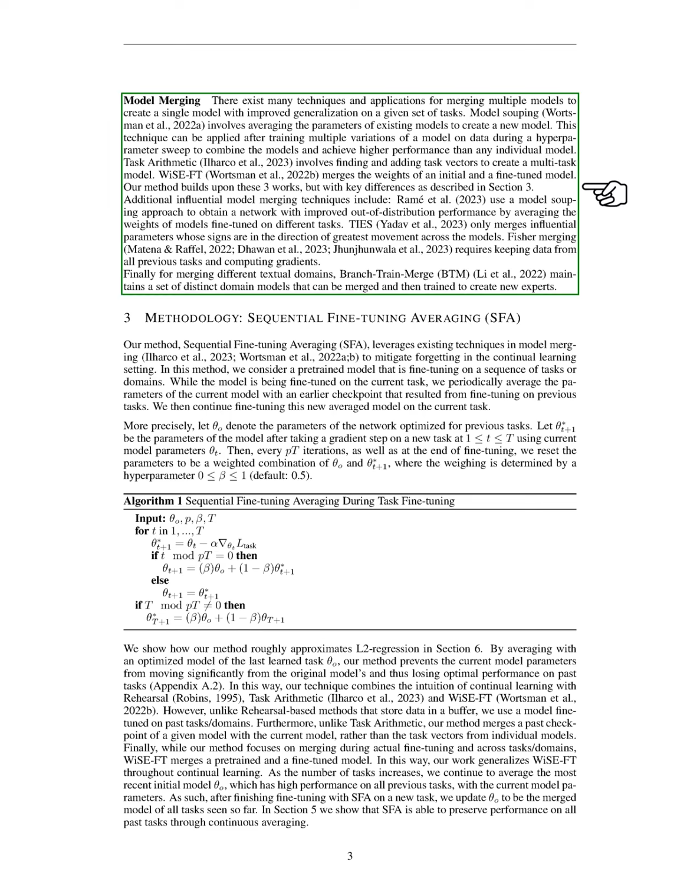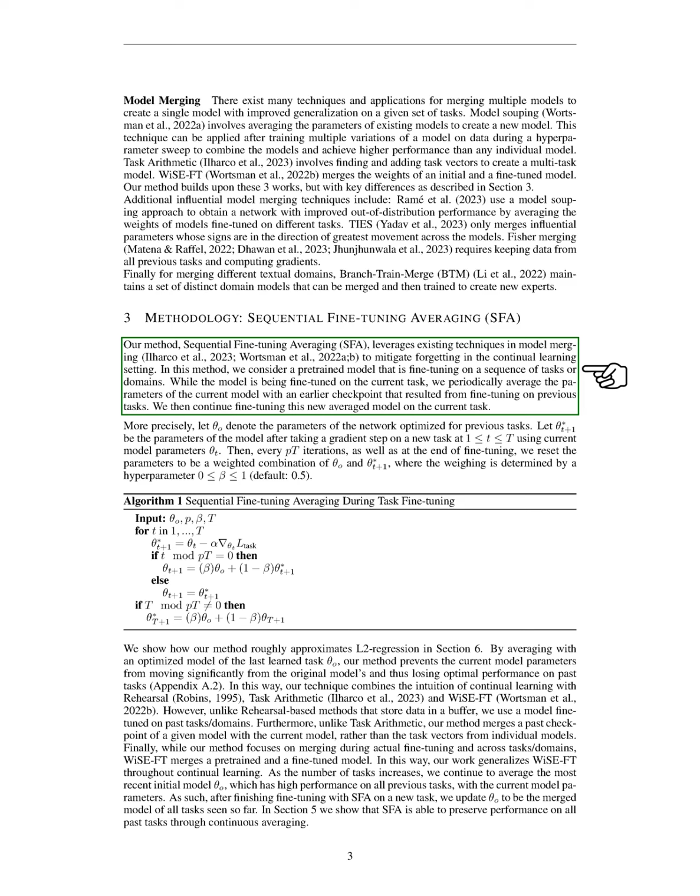Section: Methodology. Sequential fine-tuning averaging, SFA. In this section, we introduce our method called sequential fine-tuning averaging, SFA, which builds on existing model merging techniques to reduce forgetting in continual learning. Our approach involves taking a pre-trained model and fine-tuning it on a series of tasks.